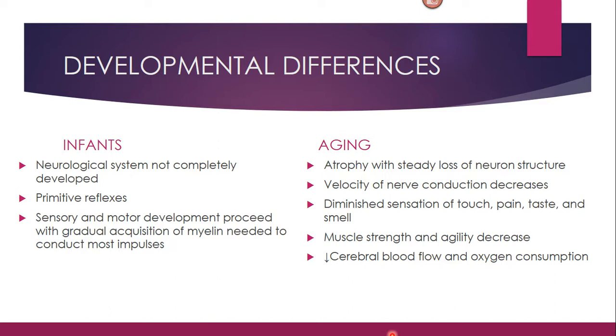Their sensory and motor development will proceed gradually when they acquire myelin, which is needed to conduct most impulses. As myelinization develops, the infant will be able to localize stimulus more precisely and make more accurate motor responses, instead of just kind of arbitrarily finding out they have two hands because they happen to just grab them both.